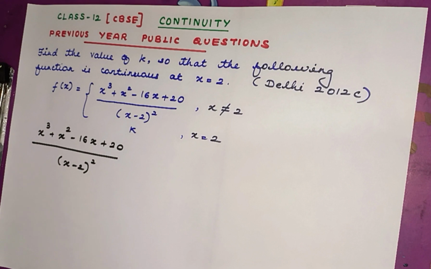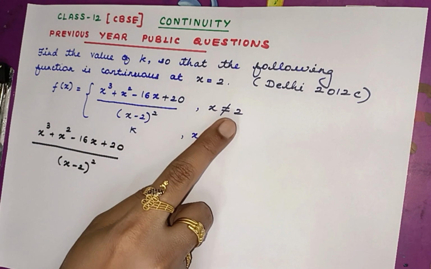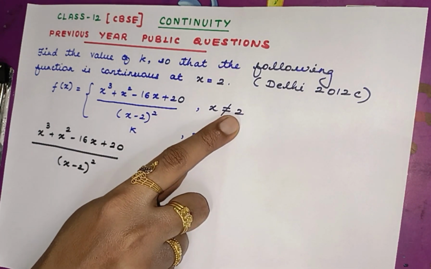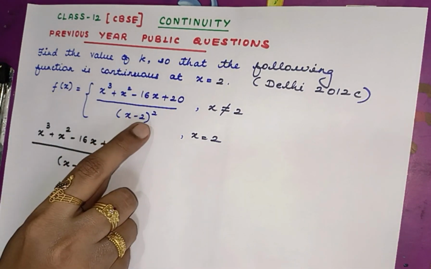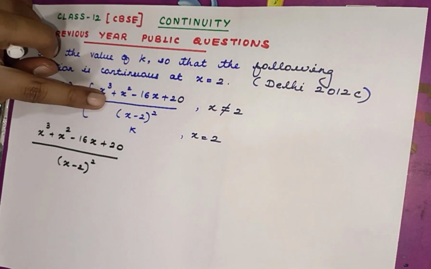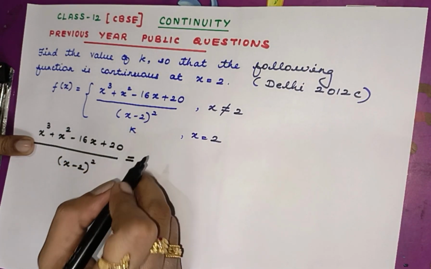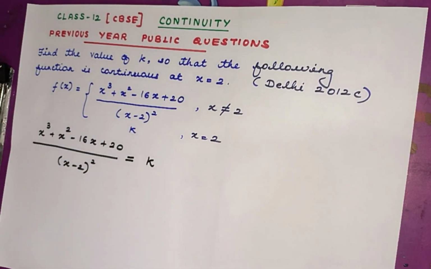Find the value of k so that the following function is continuous at x equal to 2, where they have given two functions. At x equal to 2 we have to take it as k. For both the 2 minus and 2 plus limits, we have to take this limit. So we have to equate these two terms. I have written this function here, and I am going to equate this to the value of k.